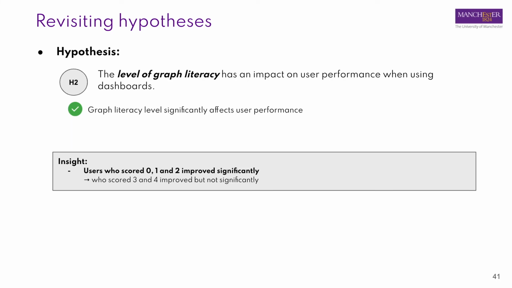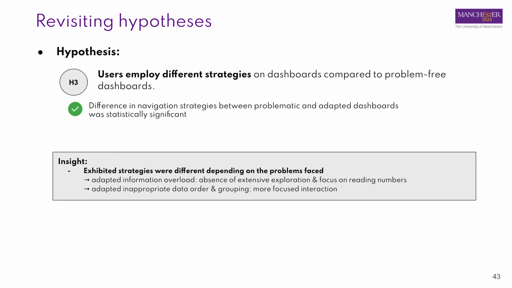The second hypothesis held true, since we found that graph literacy did indeed affect user performance. Those with lower graph literacy improved the most. The third hypothesis also held true, since we found distinctive interaction strategies between the problematic and the adapted dashboards. These strategies were different depending on the problem faced. For example, on the adapted information overload, there was an absence of extensive exploration and a focus on reading numbers.